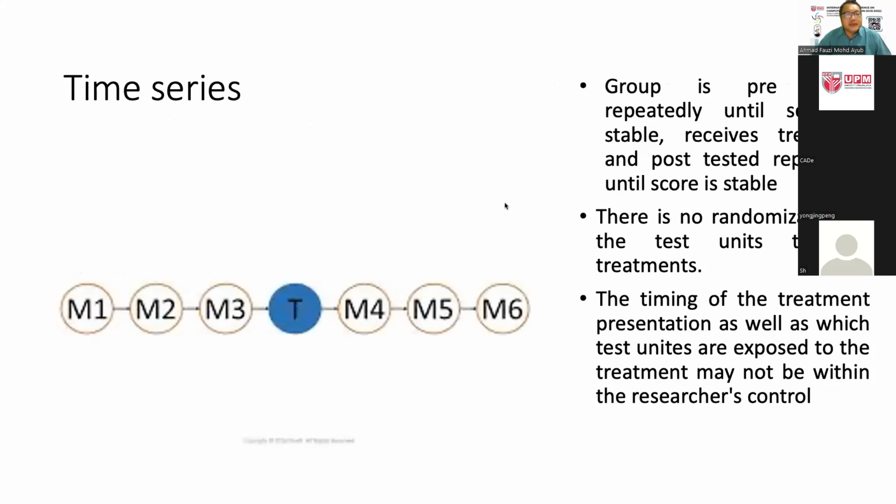Or you can have a time series. For this one, you don't have a control group. Let's say you only have one group. In that one group, you need to do various measurements. So this is the measurement that you use for only one group: M1, M2, M3, M4, M5. These are the different treatments that you introduce. So this has no randomization.